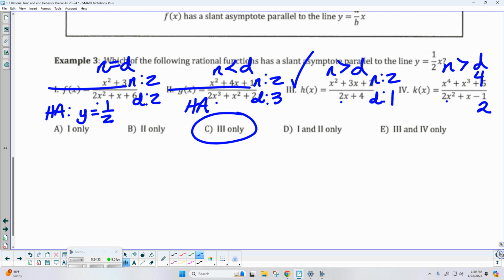But Akil just said it. This numerator's degree is 2 more than the denominator's degree. What kind of asymptote do you think that's going to be? What kind of polynomial has a degree of 2? Quadratic. This right here will have a quadratic.